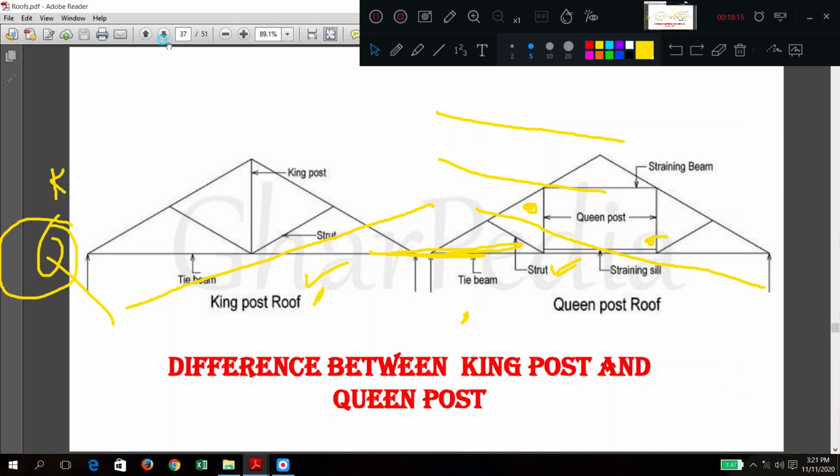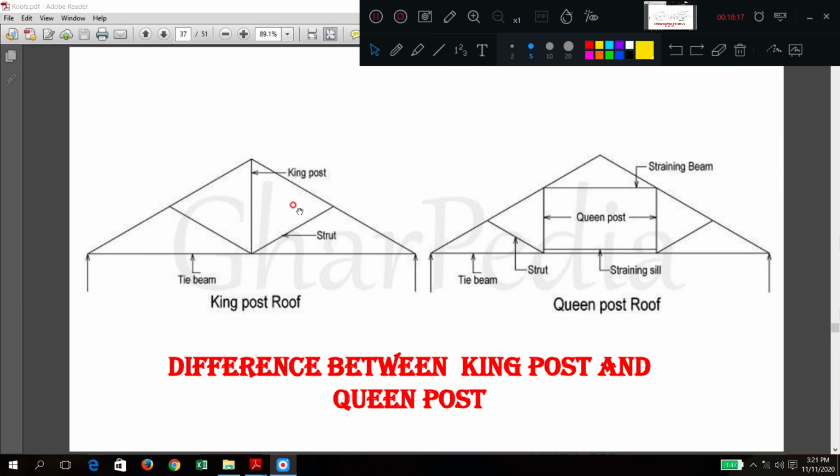Can you see both the diagrams here? Yes. Is it okay? King, straining beam. So in this diagram you can easily see this: only one post, two posts. Two struts. Tie beam is there. So here the straining sill and straining beam are additional. So it is king post, queen post.